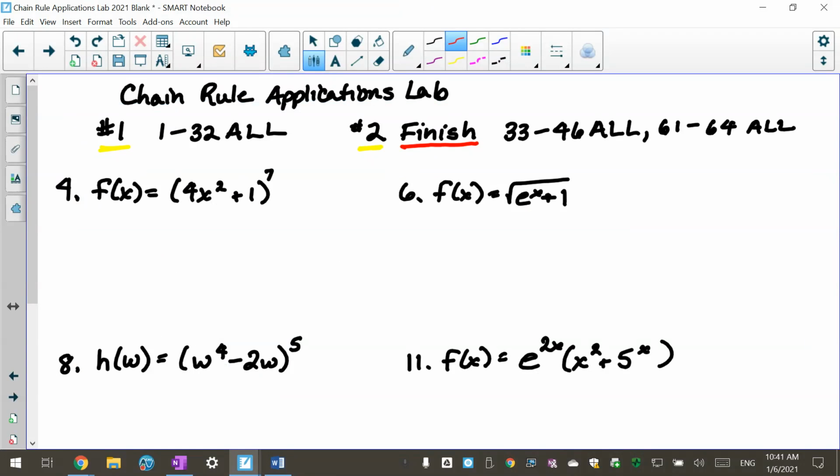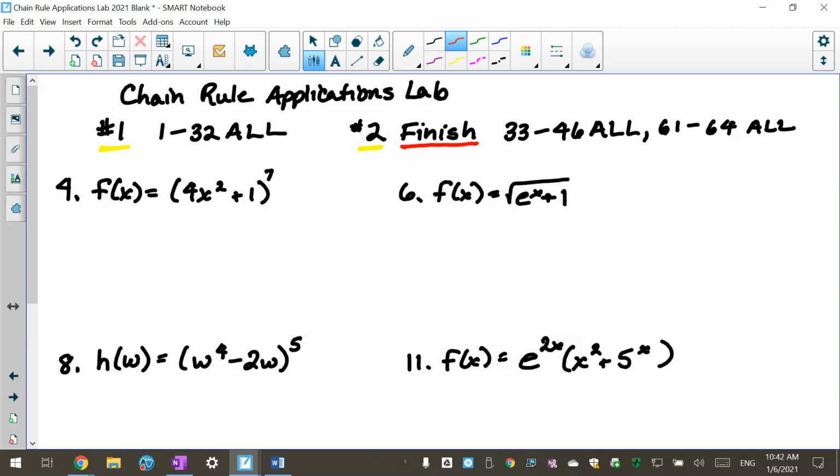So this is the chain rule applications lab, and the first assignment is 1 through 32. So I'm going to start with number 4, and they look like some of them are evens. I'm just picking the ones that I think are a little bit tricky. And the other thing is, if this really bugs you about having things out of order, do this with me first, and then go back and do number 1, 2, and 3.